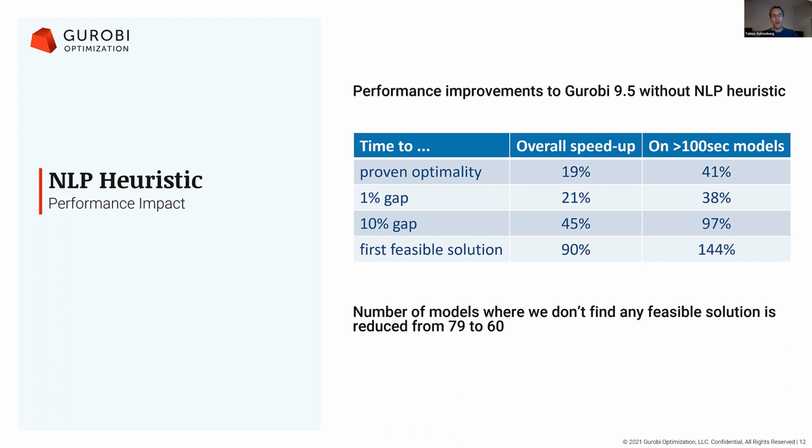But the point is that it is really helping to quickly find feasible solutions much earlier. So if you look at the last row here, finding the first feasible solution, that is already almost twice as fast as without this heuristic. And if you only look at the harder models, then it's even better. So this will often give you a solution already at the root node when Gurobi 9.1 has failed to produce a feasible solution. And overall, on our test set, the number of models where we are not able to find any feasible solutions also reduced, in this case from 79 to 60.